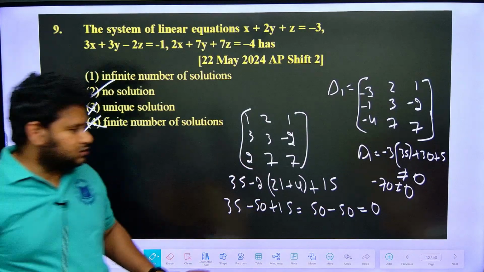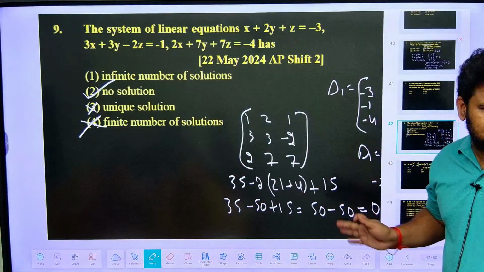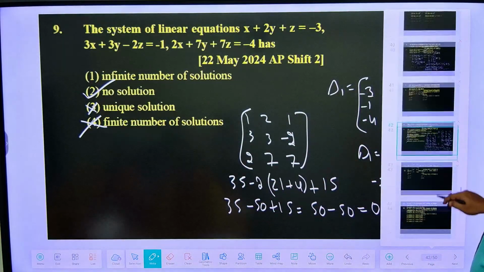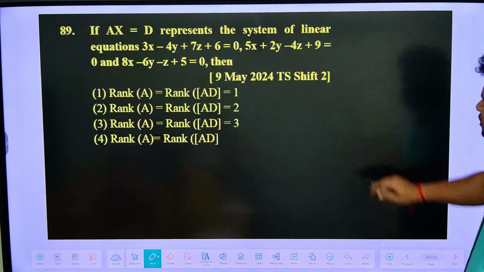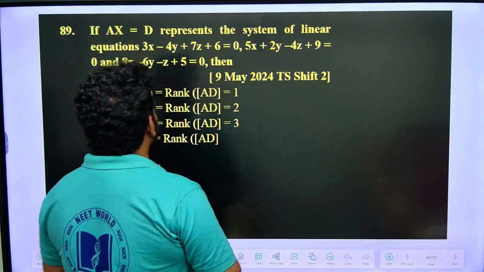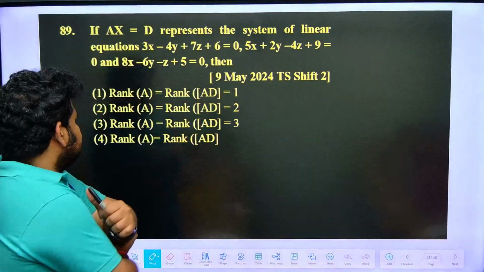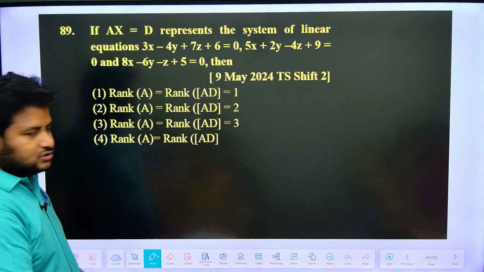Next question. Easy, no? Questions are easy if you know the concept. Just by the concept we are able to do. Look at this Gauss-Jordan method. Ax is equal to d represents the system of linear equations. Okay, it is given like this. Rank of A is equal to rank of AD is equal to what? Like that they have given.